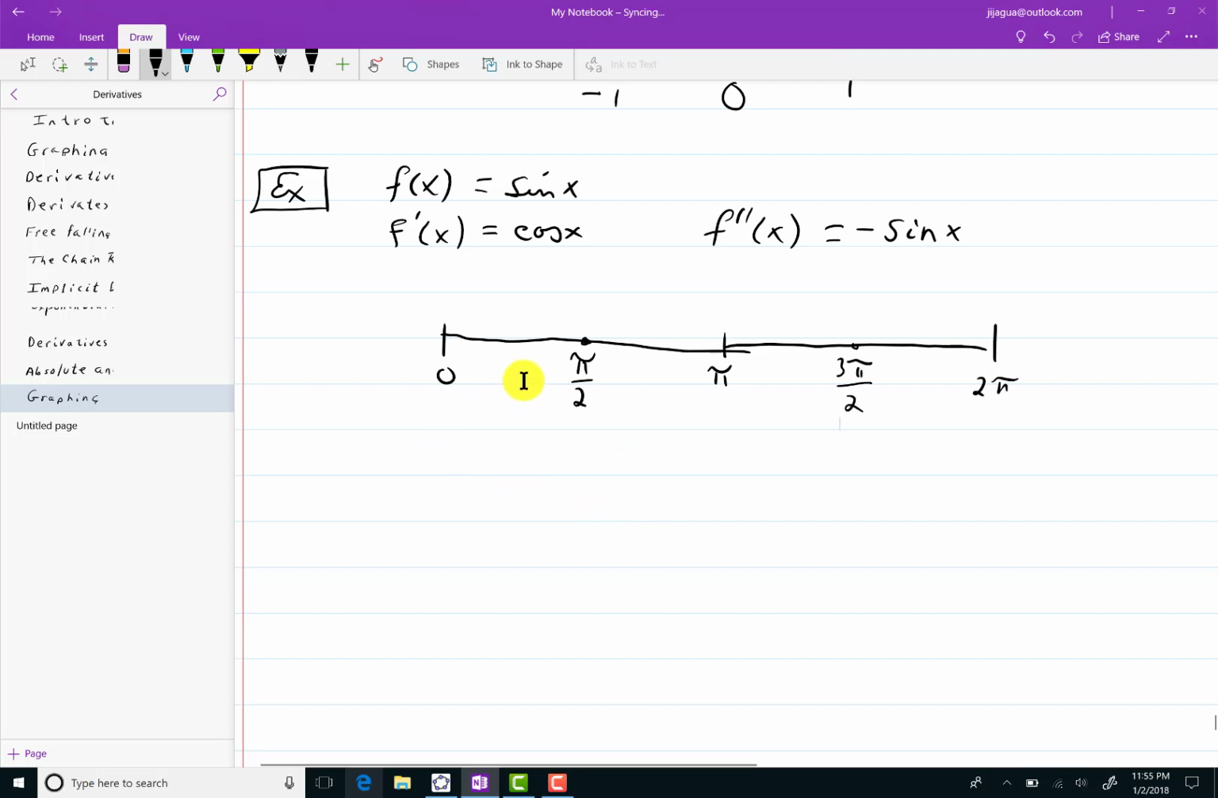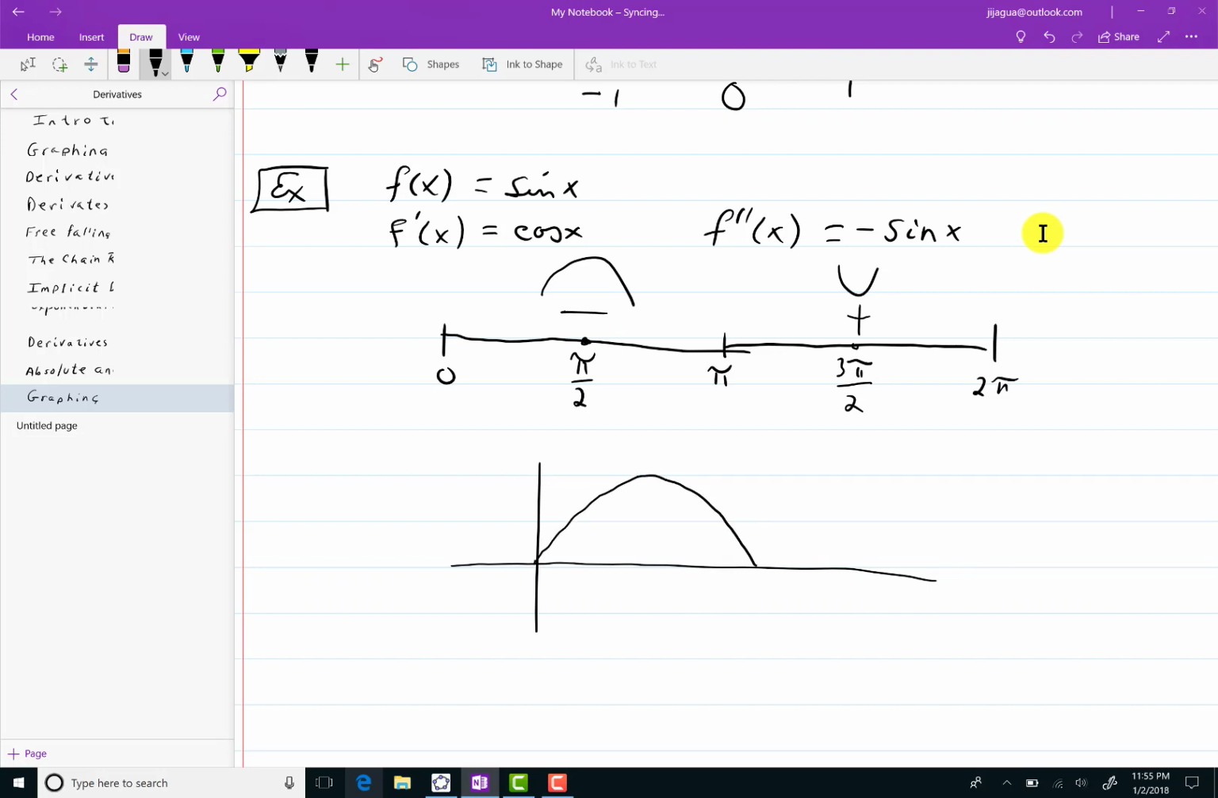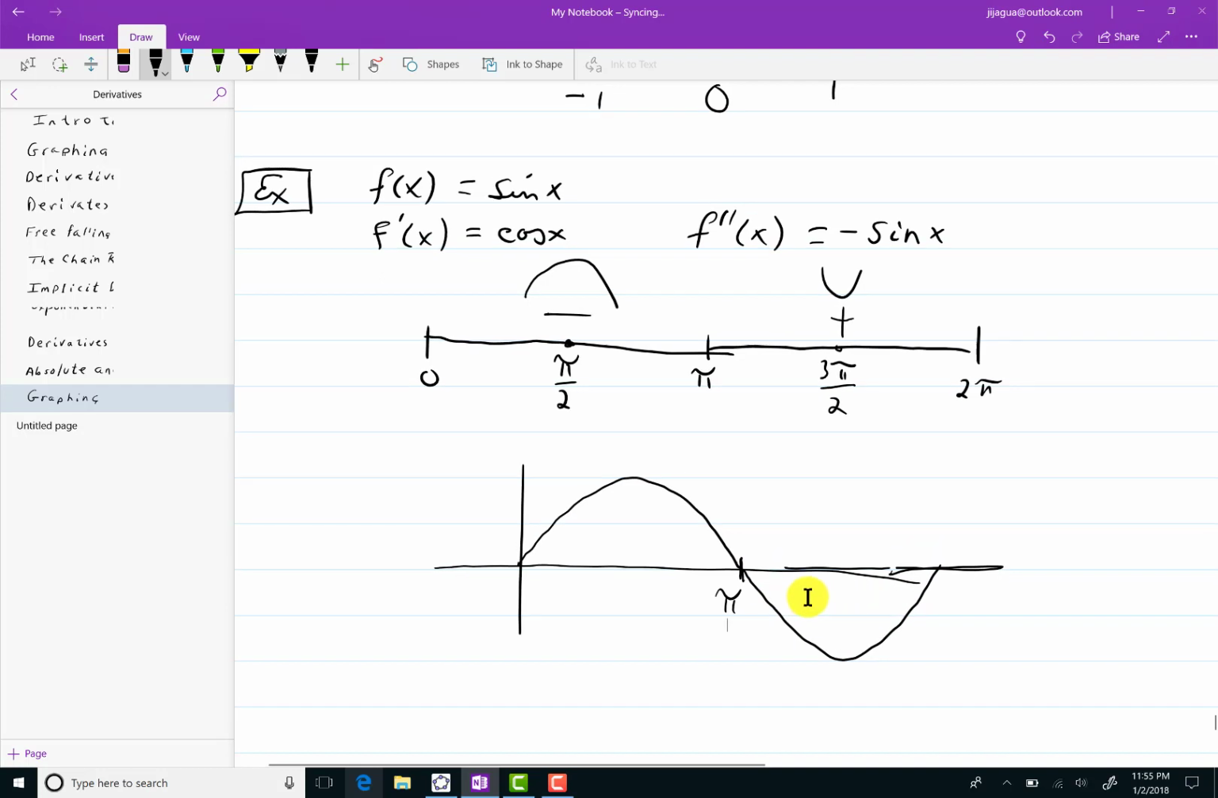Okay, and then plug them in. If I plug pi over 2 into f double prime, I'll get negative 1. So it'll be concave down. If I plug 3 pi over 2 into the second derivative, I'll get the negative of negative 1, which will be positive and will be concave up. So the graph of sine goes like this. It comes up, as everybody knows, and then comes down, goes below, and comes back up. Well, what I'm indicating here is that we have an inflection point right at pi. It's going from concave down, negative, to concave up. And cosine will be a similar thing. They're the same kind of graphs, just shifted from each other.